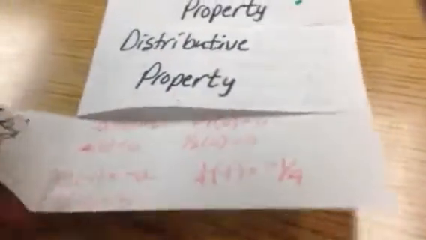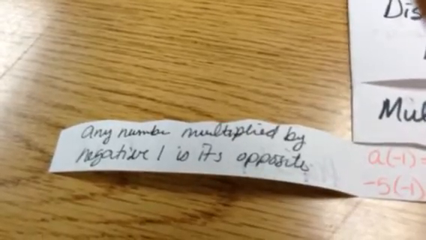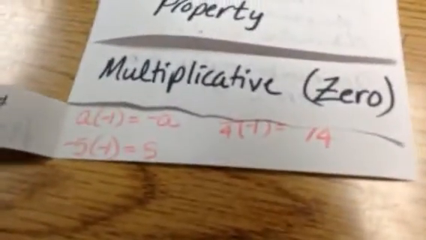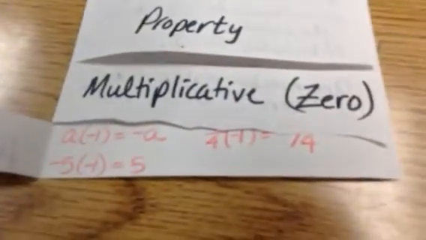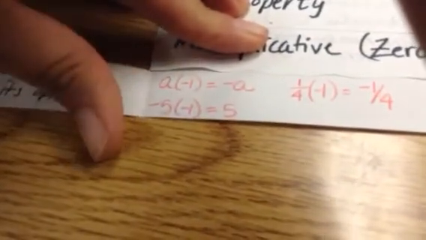And for the multiplicative property of -1, it states that any number multiplied by -1 is its opposite. Any number multiplied by -1 is its opposite. So I have A times the quantity of -1 equals -A, or the opposite of A. So remember, that works the same whether we start with a positive number or not. So I have 1/4 times -1 equals -1/4. But I also have -5 times -1, that equals 5, because the opposite of a -5 is a positive.